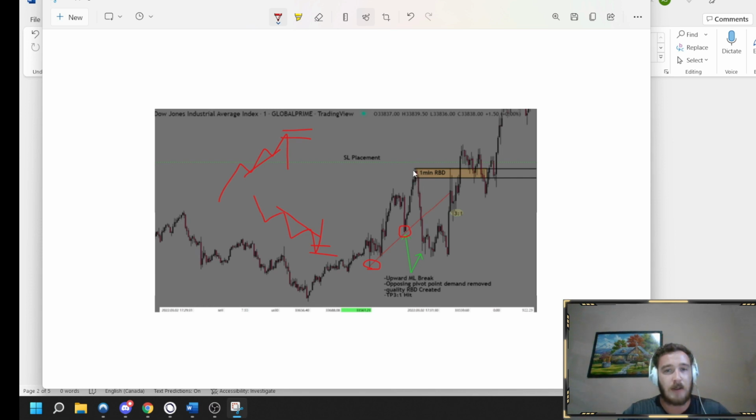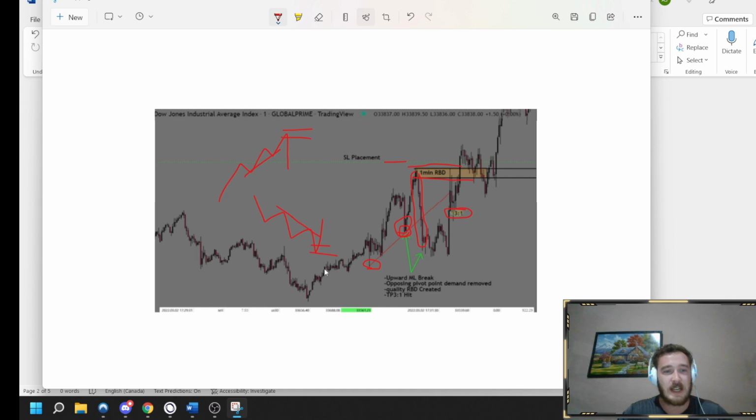So this right here, rally-based drop. This is a ton of selling, hundreds of millions of dollars, right? Millions and millions and millions coming in right here. We broke the uptrend line. We removed the opposing pivot point demand zone, right? Very strong move, broke momentum, removed pivot point, good quality zone, and simply selling the pullback. And this one was a 3-to-1 take profit, right?